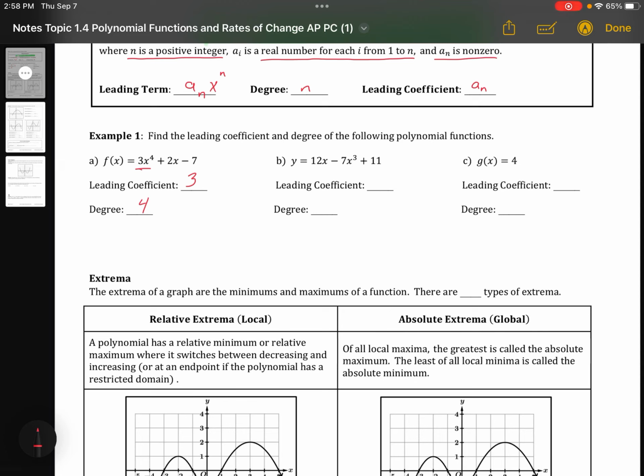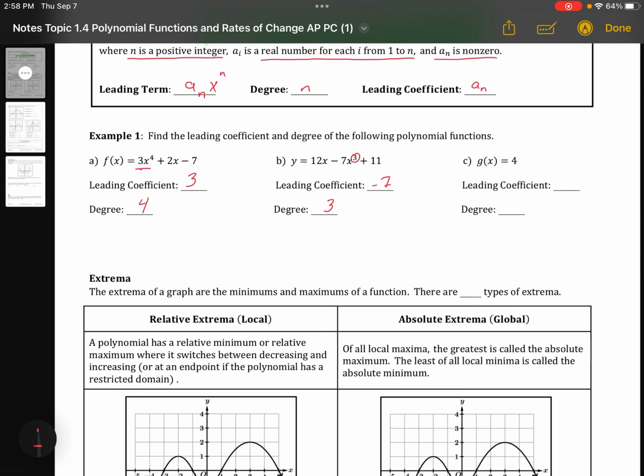For b, we have y equals 12x minus 7x cubed plus 11. They're trying to confuse you with this one. See if you can figure out what the leading coefficient and degree are. In this case, the leading coefficient is negative 7, and the degree is 3. Remember that it has to be the highest exponent, and that 3 is the highest exponent, even though it's not in the first position.